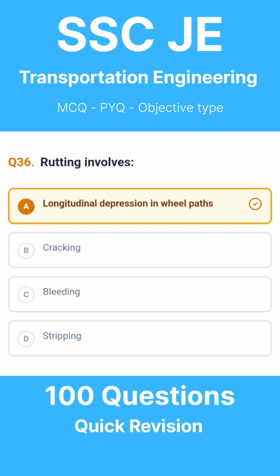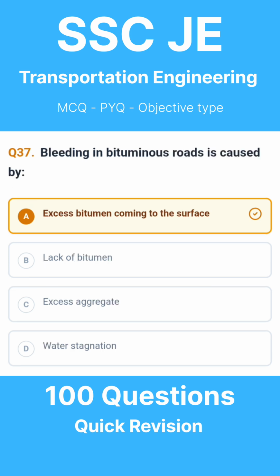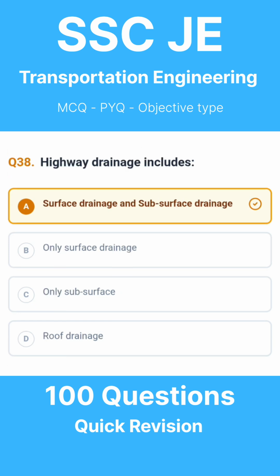Question 36. Rutting involves. The correct answer is longitudinal depression in wheel paths. Question 37. Bleeding in bituminous roads is caused by. The correct answer is excess bitumen coming to the surface. Question 38. Highway drainage includes. The correct answer is surface drainage and subsurface drainage.